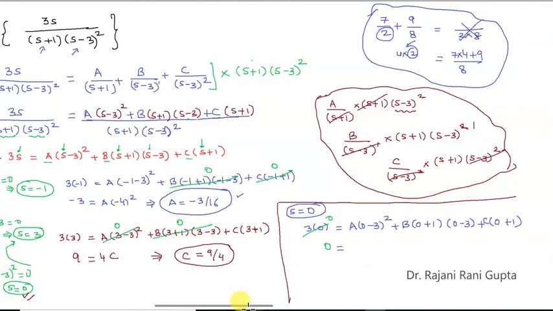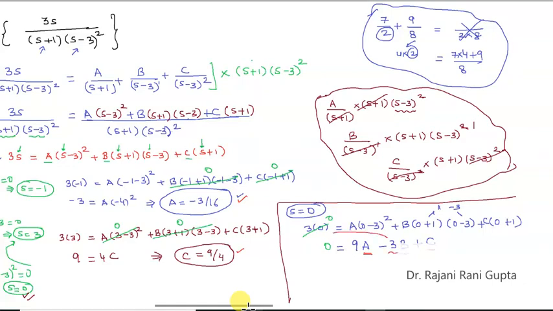So we get 0 equal to (minus 3) power 2, which gives you positive 9, so 9 times A. Here 0 plus 1 gives you plus 1, and 0 minus 3 gives you minus 3, so 1 times minus 3 gives you minus 3 times B. And 0 plus 1 is 1, which gives you C. Now here we didn't get the value of B directly. Instead we get an equation. So now we have to substitute the value of A from here and the value of C from here to get the value of B.